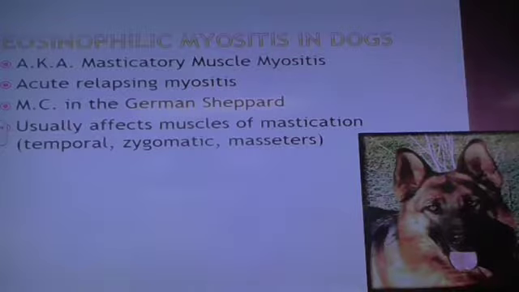Okay, so the next disease is eosinophilic myositis, but we see this in the dog. It's also known as masticatory muscle myositis because it affects the muscles of mastication. These are the muscles in the face that you use for eating. So we're looking at our temporal muscles, zygomatic, and masseter muscles. We consider it an acute relapsing disease because they can have the disease and then it regresses. And then something happens, most likely a stressful event, and it happens again. So it's quite cyclical. The breed most commonly affected would be German Shepherds.